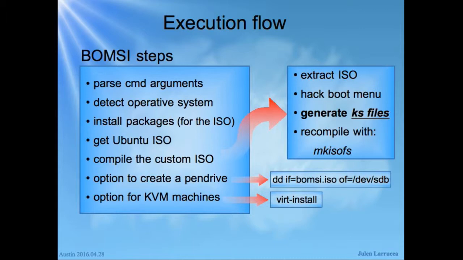First of all, not doing anything, just keep the ISO file. Second one is to generate a bootable pen drive, which is basically calling dd and copying the image into the device associated to the pen drive. Or we can launch the image as a virtual machine using virt-install.